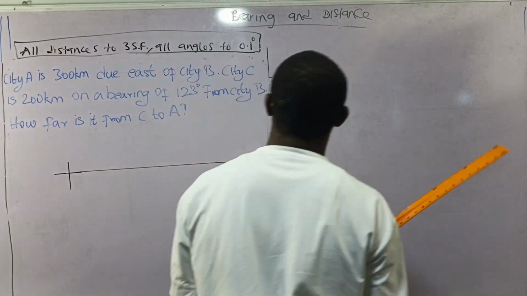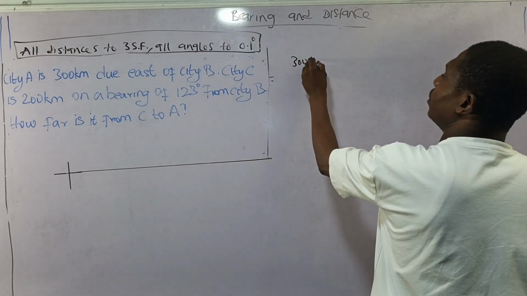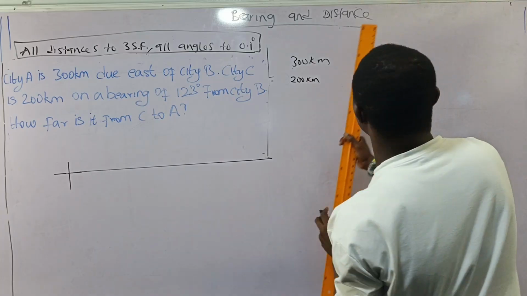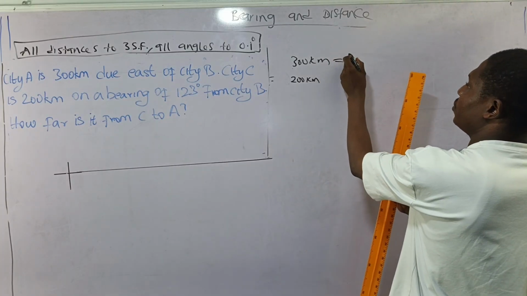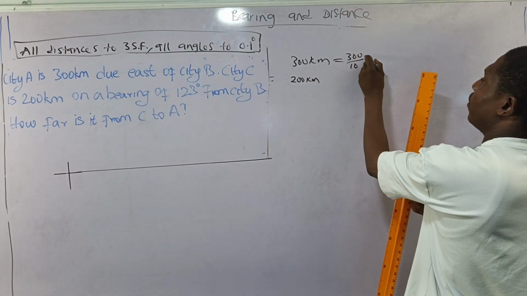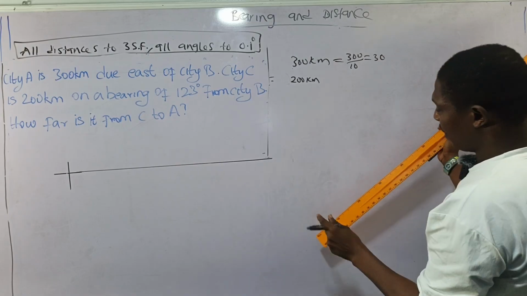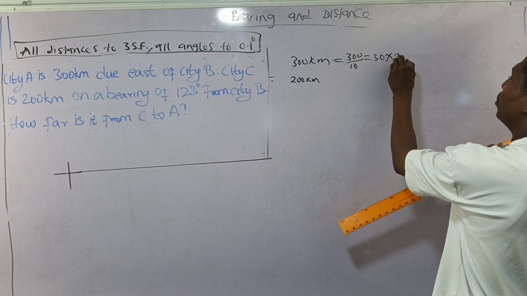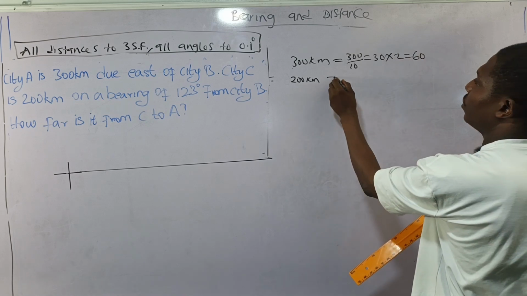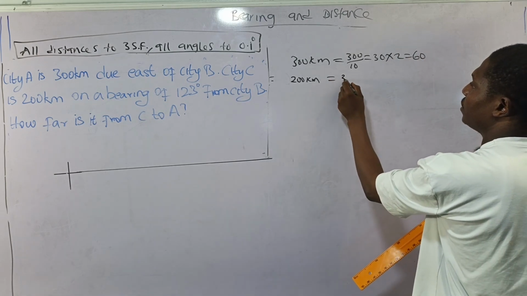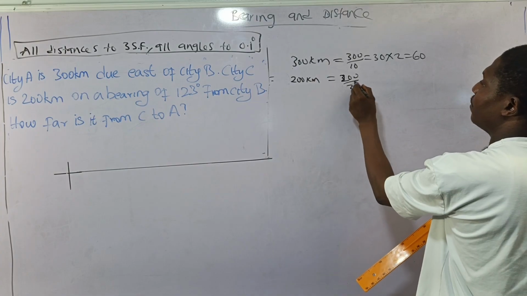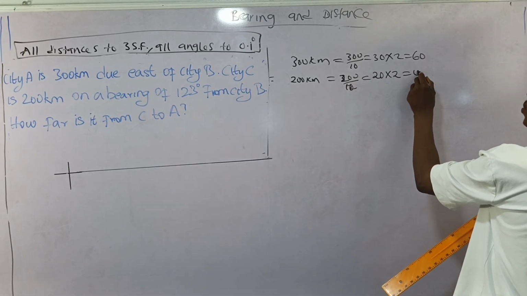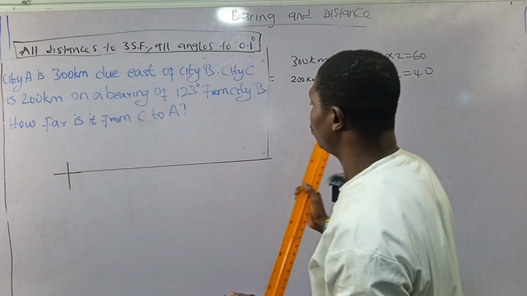Now I have two distances: 300 kilometers and 200 kilometers. To fit on my ruler, I can divide 300 by 10 and I'll have 30. If I look at 30 on my ruler, it's still too small, so I can multiply by 2 to give me 60. For the other, I'll divide 200 by 10, which will give me 20, and 20 times 2 also gives me 40. So it's good to go.